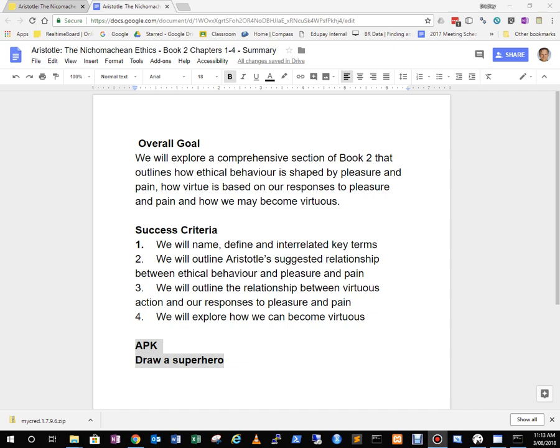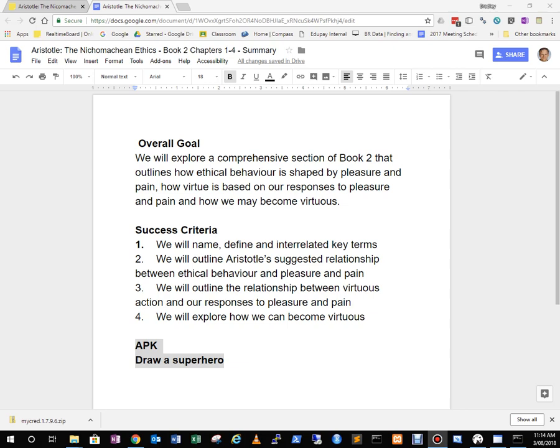Hey guys, and welcome to a very long and comprehensive summary of 4 chapters of Book 2. The reason why we're doing it this way is because I want to make sure that the section that I present to you today lines up with the section provided in the textbook, so that way people who prefer the textbook have the same information and knowledge that you have and are up to date.